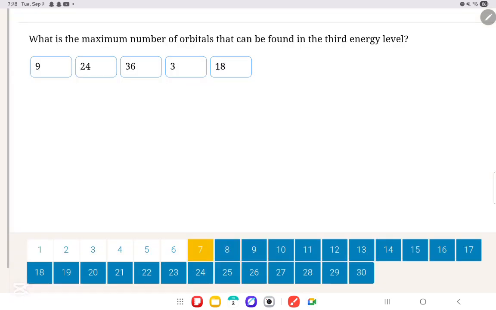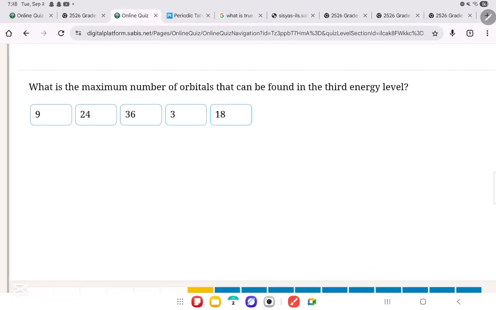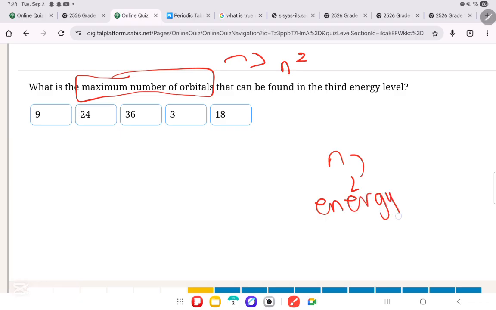Question number 7. What is the maximum number of orbitals that can be found on the third energy level? Okay, let's stop here for a second. When they ask us for the maximum number of orbitals, we have to follow this equation, which is n squared, where n is the energy level.